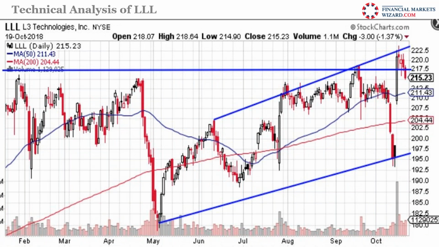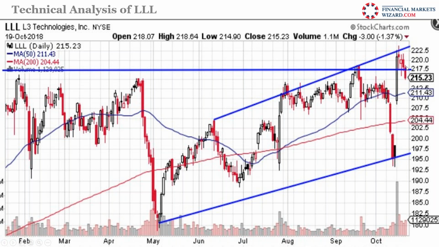Now this one, Triple L, L3 Technologies. This is a great shot. It gapped up big time. You see the big gap up, and then it just made the high. It reached its peak, and now it's coming down. So I'm watching it for a short, and it would be a great shot.